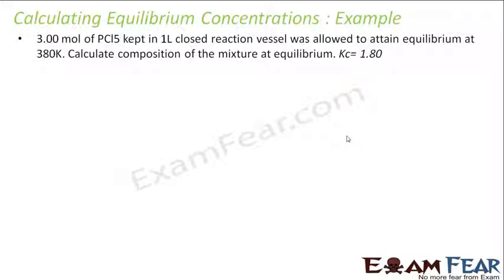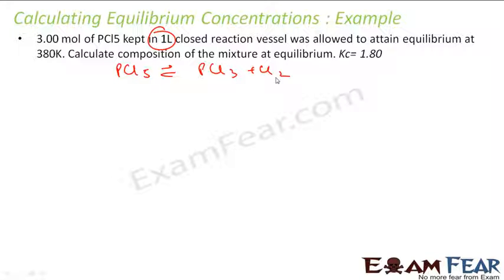Let's check one more question. 3 moles of PCl5 is kept in a 1 liter closed reaction vessel and is allowed to reach equilibrium at 380 Kelvin. Find the composition of the reaction mixture. And the Kc is given as 1.8. So what is the reaction? If you heat PCl5 for some time, it will break into PCl3 plus Cl2. All gas.